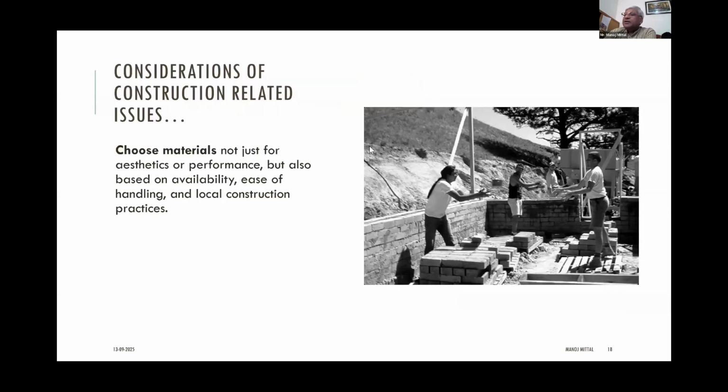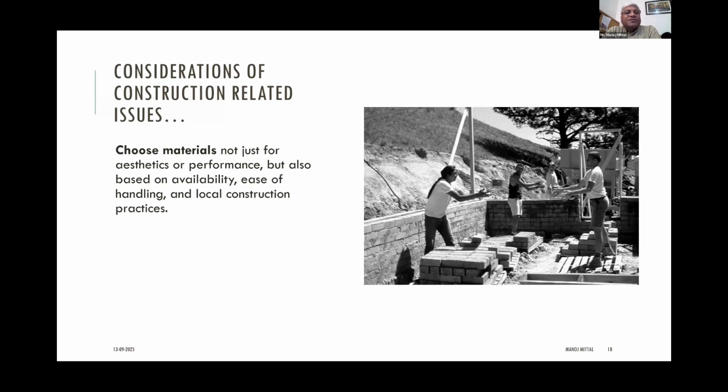Okay. So now let us see the considerations of construction related issues. What are the various considerations of construction related issues? The first thing is, choose the materials not just for the aesthetics or the performance. We as structural engineers generally try to choose a material which is structurally efficient for a particular project. And the architects also want the materials to be aesthetically pleasing and to suit the architectural form and architectural vision.